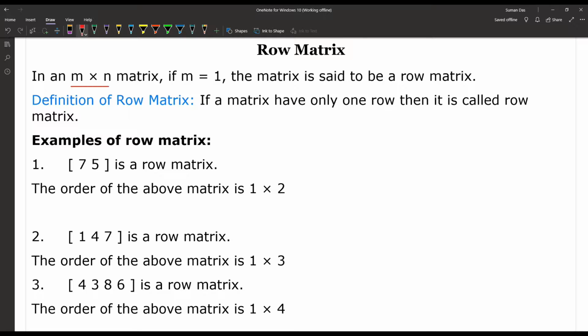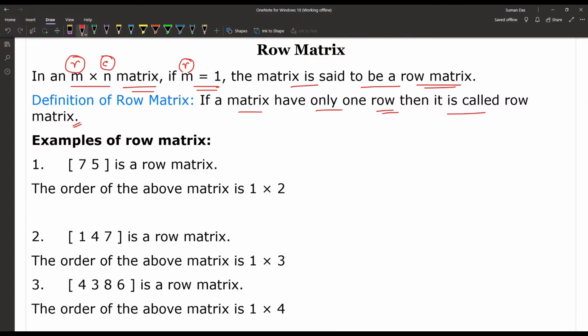If an m cross n matrix has m equal to 1, now we know that in an m cross n matrix, the first one, m, denotes the number of rows and the second one, n, denotes the number of columns. So m equal to 1 means the number of rows is equal to 1. The matrix is said to be a row matrix. That means if a matrix has only one row, then it is called a row matrix.